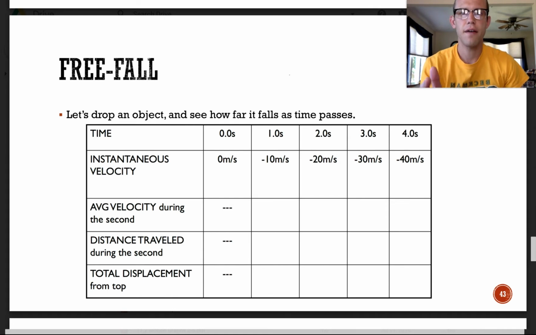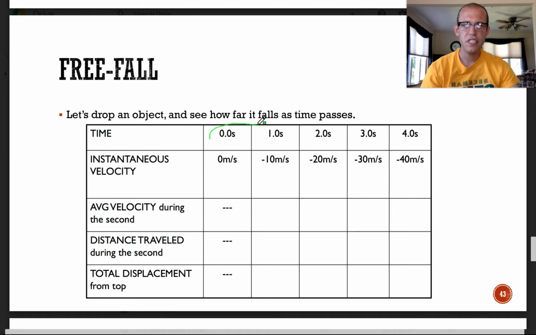Let's drop an object and see how far it falls as time passes. All right, so let's look at first the average velocity part of this table, and we'll work our way through the distance traveled part. So remember, to find the average of anything, you add the things up and divide by how many you have. So we want the average velocity during the second.